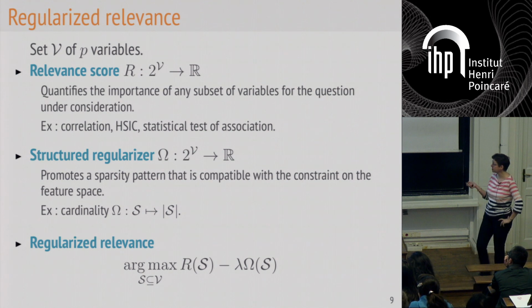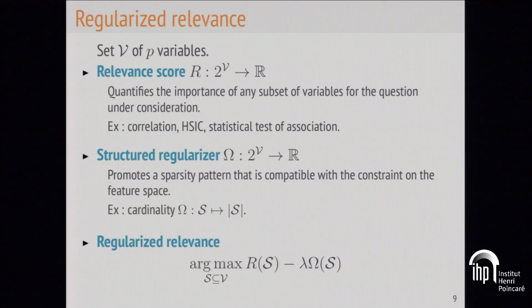Okay, so that's my first element. And then it's also a regularization problem. I'm trying to find a set of variables that maximize my relevance, and I add a penalty that enforces my constraints about the problem. So I use a regularizer. For instance, if I use for the regularizer the number of elements in my set of selected features, I have something that is equivalent to the lasso.